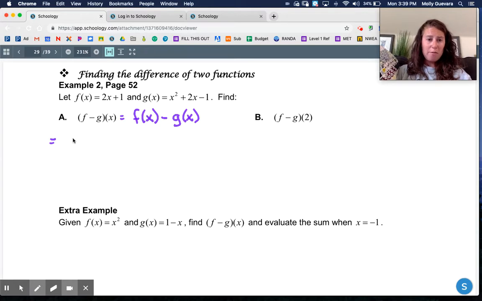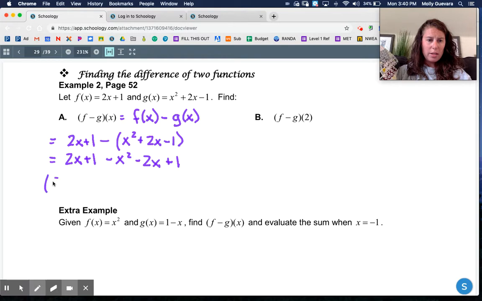So I have f of x, which is 2x plus 1, minus, and I'm going to put my g of x in parentheses, and my g of x is x squared plus 2x minus 1. So literally the only difference is that I have to distribute this negative to get me negative x squared minus 2x plus 1.